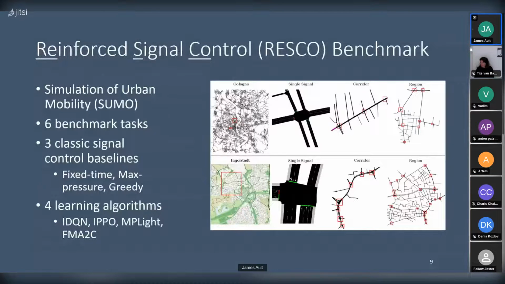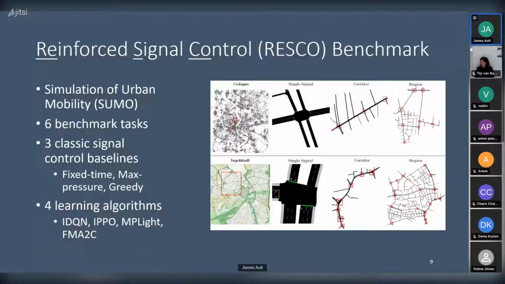So our benchmark environment, the reinforcement learning signal control benchmark, Resco, is based on the Sumo simulator, which is open source and has been used for 20 years in transportation research. The benchmark includes 2 single agent tasks and 4 multi-agent tasks with up to 21 connected signals. These tasks were extracted from published traffic models for Sumo in 2 German cities, Cologne and Ingolstadt. The multi-agent tasks were divided into corridor and regional problems as well.